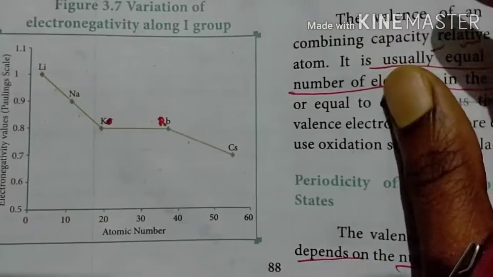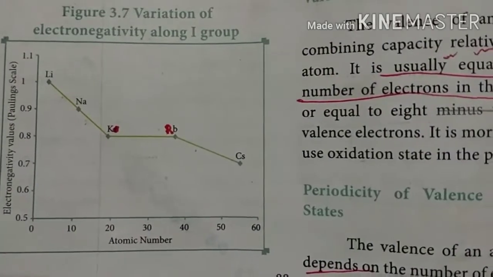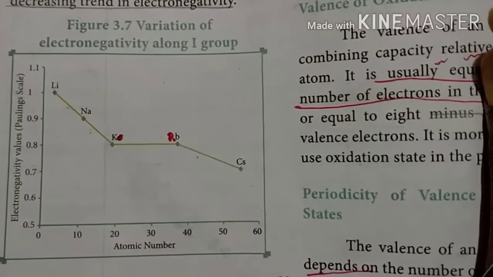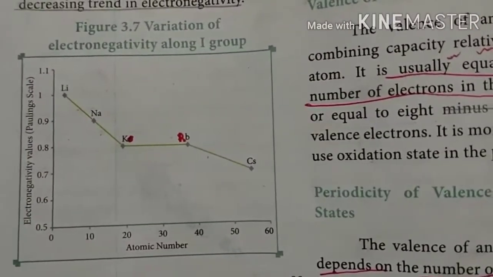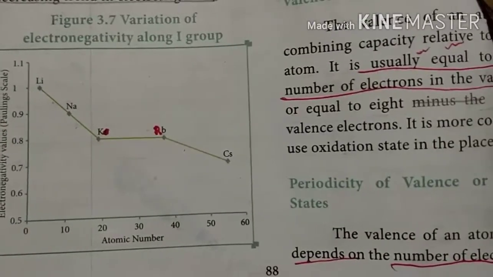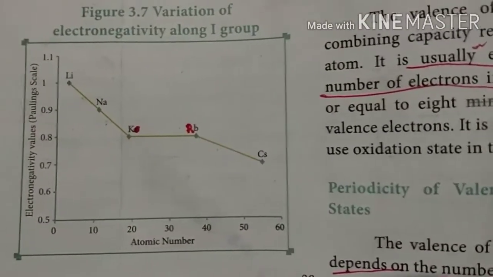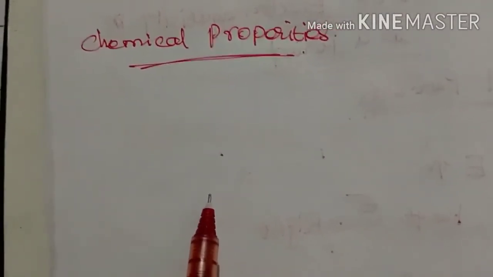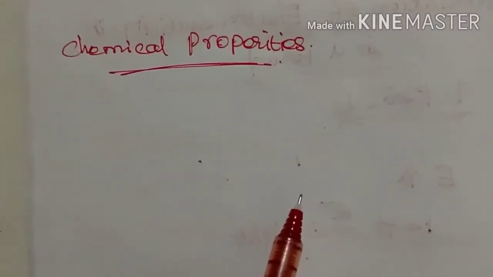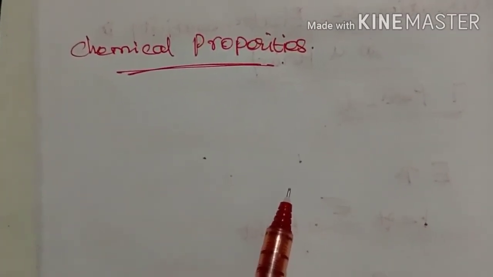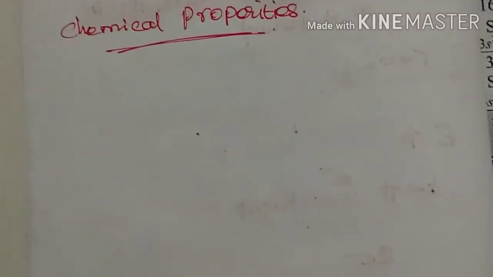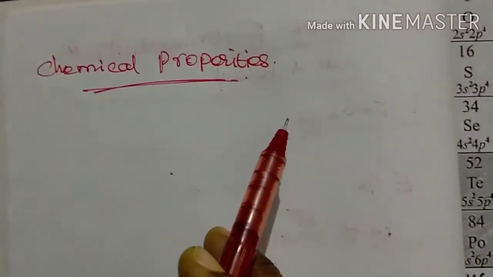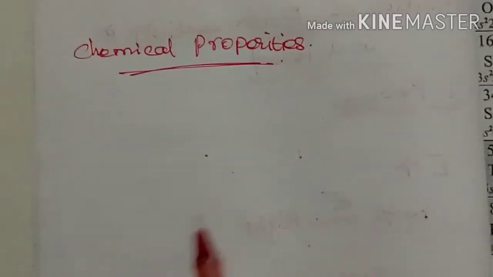So up to here, the variation of the periodic trends of physical properties in the modern periodic table is completed. Next we will look at the next topic, periodic trends in chemical properties in the modern periodic table. So the chemical properties like reactivity, valency and oxidation state we will discuss in this topic, periodic trends in the chemical properties of the modern periodic table.